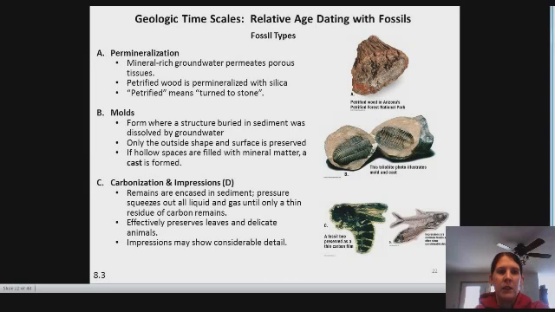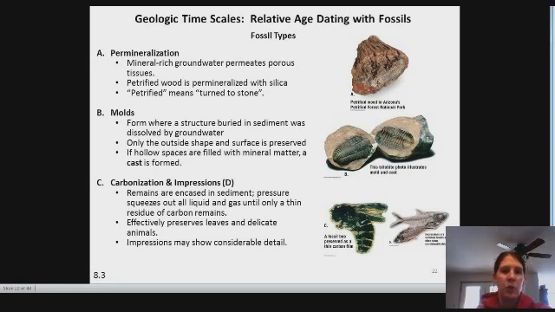So we have a few fossil types. We have permineralization. This is where mineral-rich groundwater permeates the tissues. The petrified wood or the petrified forest in Arizona is a good example of this. The wood is permineralized with silica. Basically, the mineral-rich groundwater is soaked into the wood, and the silica replaces many of the other atoms within that piece of wood, preserving it.